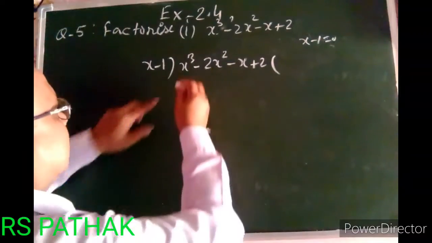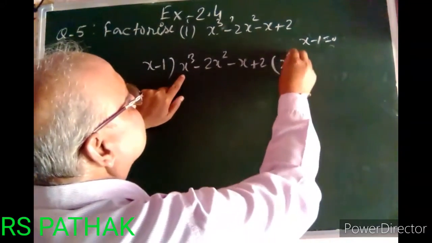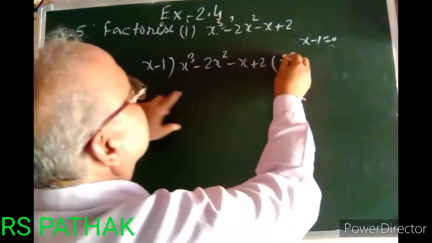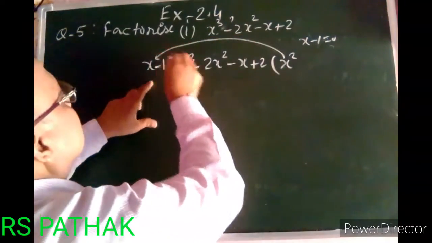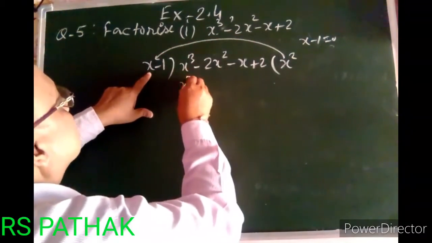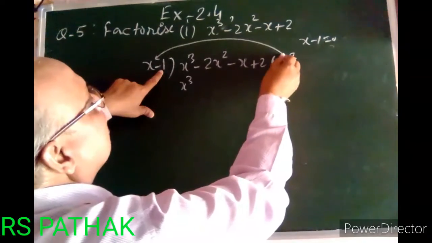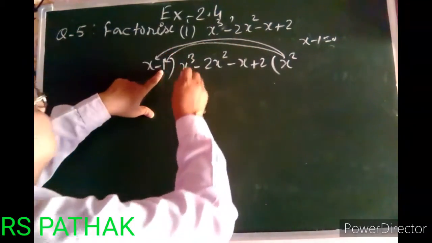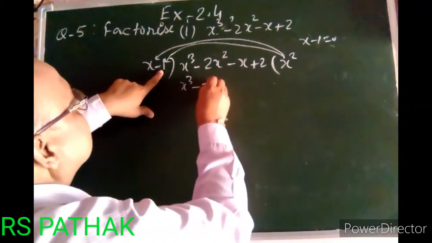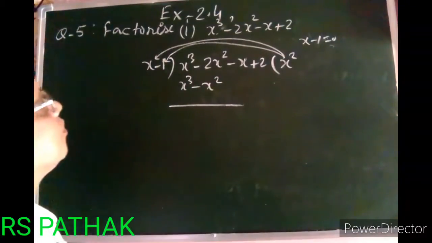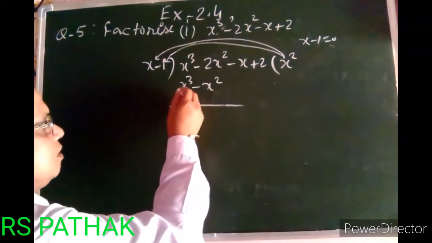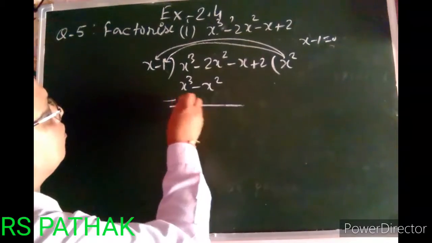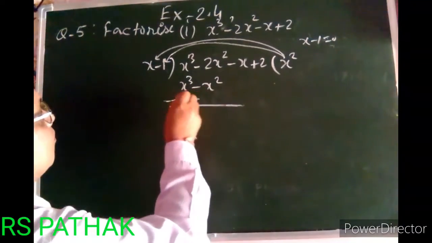Divide: x cube, multiplied by x square. x square will be multiplied to x minus 1, giving x cube minus x square. Minus 1 into x square is minus x square. The sign will be changed. This is plus sign, there will be negative. This is minus sign, this will be positive.